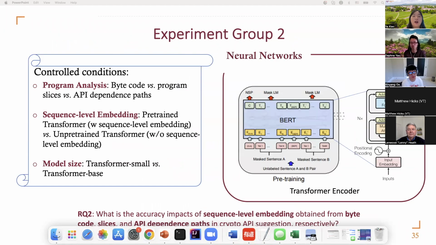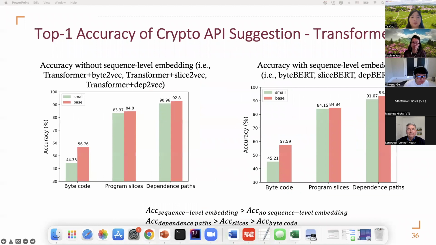We also compare between applying the sequence level embedding versus the un-pre-trained transformer neural encoder, which means no sequence level embedding is pre-trained. In these experiments, we also cover different conditions of program analysis and different model sizes. The results are shown here. The left figure is the accuracy trained without sequence level embedding, and the right one is the accuracy trained with sequence level embedding.